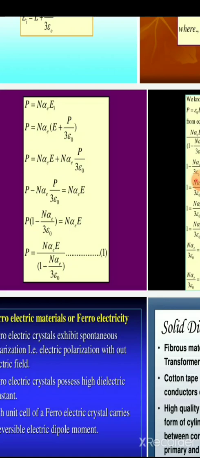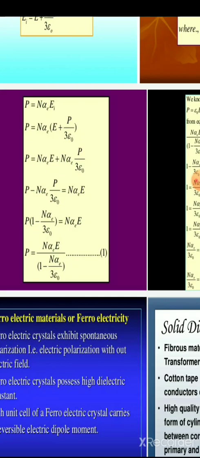Now P is common in both, so take it outside. P into 1 minus N alpha E by 3 epsilon naught equals N alpha E into E. So bring that left side part, 1 minus N alpha E by 3 epsilon naught, to the right side. P equals N alpha E by 1 minus N alpha E by 3 epsilon naught. As on the left side it is in a multiplication, it will be in division, meaning it comes to the bottom.